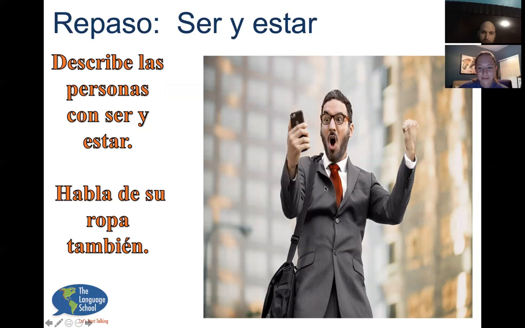Escribe a él. Él es inteligente y... Él es inteligente. Él está emocionado. Él lleva una corbata y unos anteojos. Sí, o lentes, lentes.